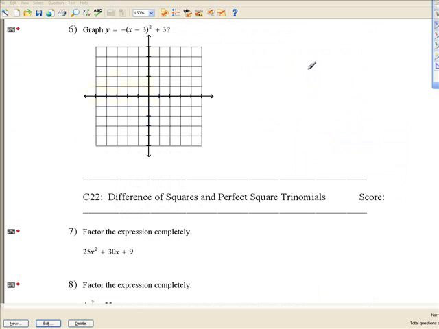Okay, for number 6, we need to graph the parabola y equals negative quantity x minus 3 squared plus 3. This parabola happens to be in vertex form, so we should be able to look at it and pick out the vertex here. The vertex is going to be 3, 3. I also need to find x-intercepts, if they exist, and a y-intercept, so that I can graph.